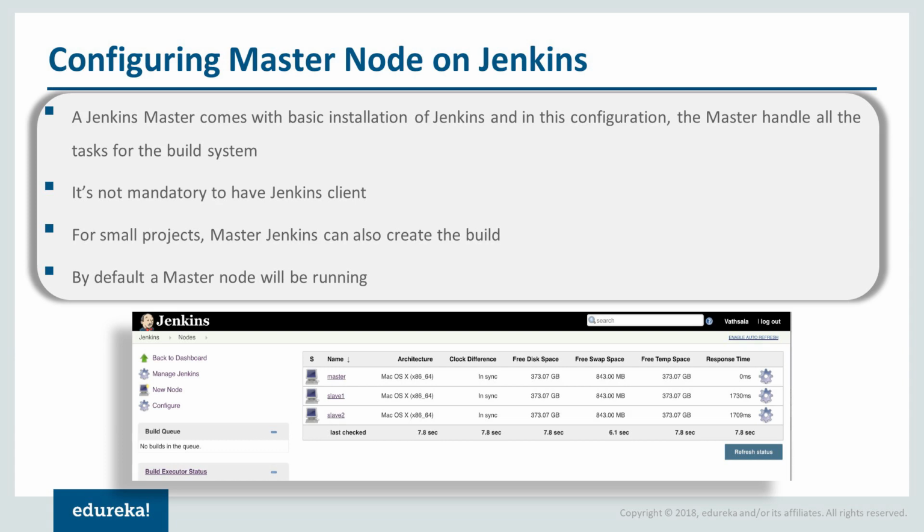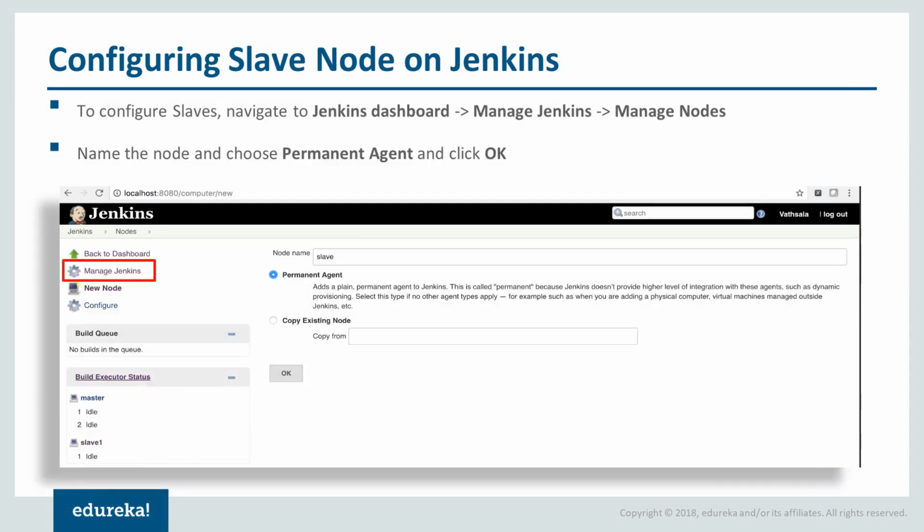For small projects, as we spoke, Master Jenkins can also create the build, and by default, a master node will be running. So you need to have a master node which will be running. You can actually offload the complete load as we have spoken initially, but you can definitely set up the build jobs on the same machine as well. That's also absolutely fine.